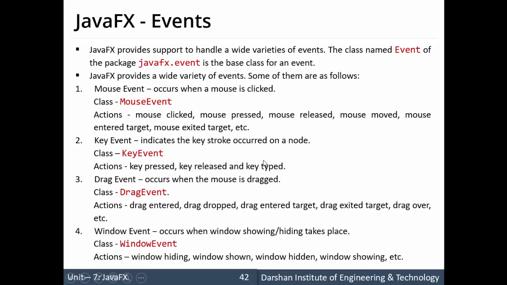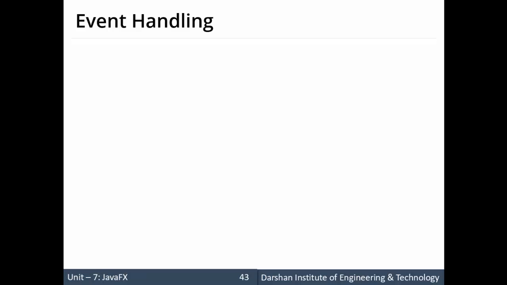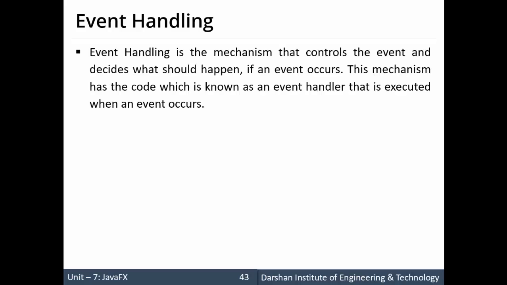Now let's see how event handling occurs. What is event handling actually? When an event occurs, at that time we want to perform something. So event handling is the mechanism that controls the event. That means when the mouse is clicked, what we want to do, that is event handling. It is the mechanism that controls the event and decides what should happen if an event occurs.